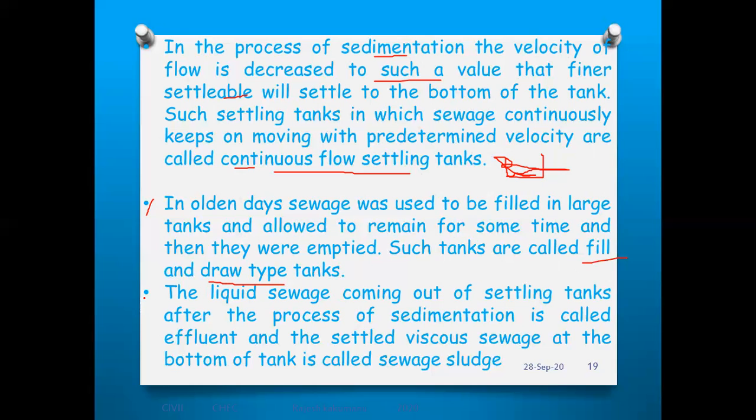Next one. The liquid sewage that is coming out of settling tanks after the process of sedimentation is called effluent, and the settled viscous sewage at the bottom of the tank is called sewage sludge. ఇందాక మనం చెప్పుకున్న type, whatever the hard solid particles which are settling at the bottom of the tank, we are calling them sewage sludge, and whatever the material which is forming on the top surface of the settling tank, we are calling as scum.